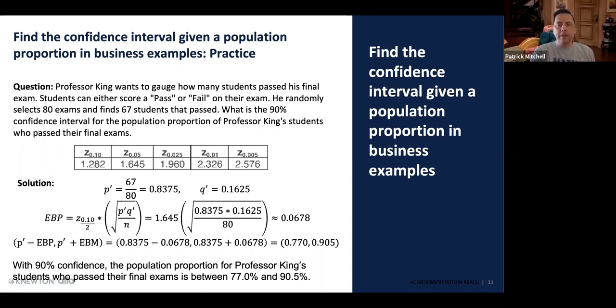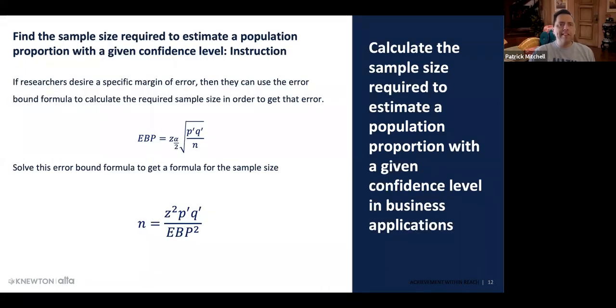So this formula will tell you how large the sample has to be. If researchers desire a specific margin of error, they can use the error-bound formula to calculate the required sample size in order to get that error. So how you do that is you take the error-bound formula that we were just working with, and you solve it for n. And when you solve it for n, what you get is n equals z squared times p prime q prime divided by the required error bound squared.